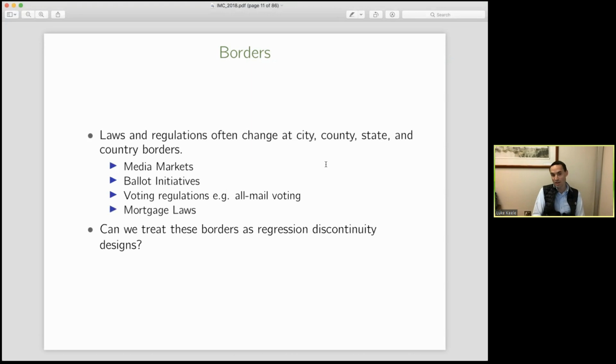So the one question is, can we treat these borders as just generalized regression discontinuity designs? And if so, are there any special characteristics of these designs that we need to take into account? Today, that's mostly what I'm going to focus on: the particularities that arise when you're using geography as a regression discontinuity.